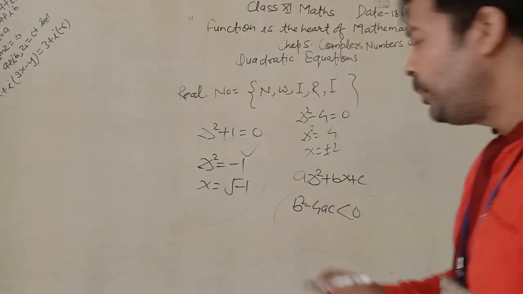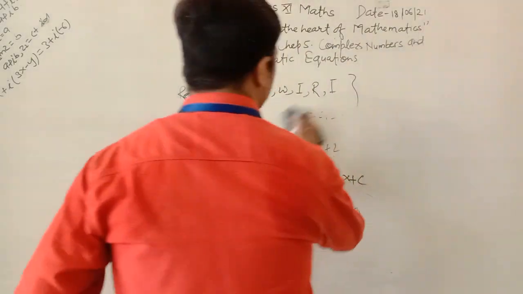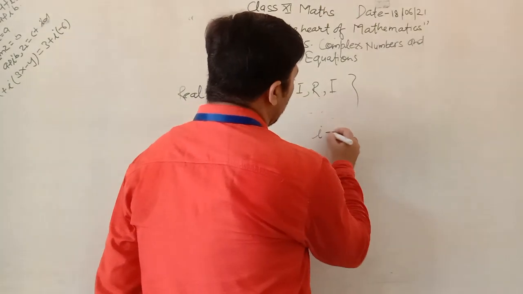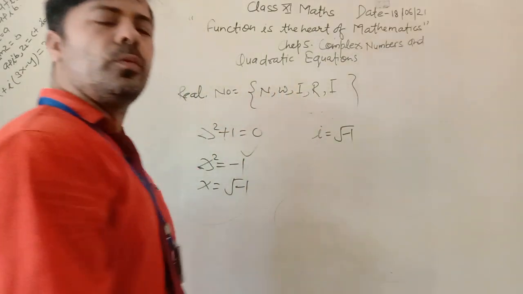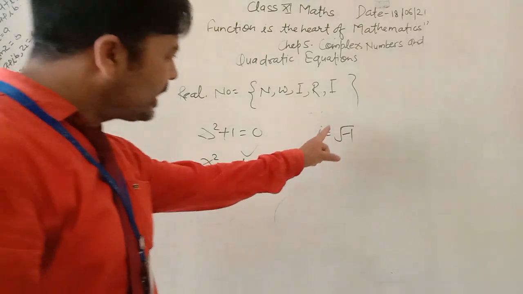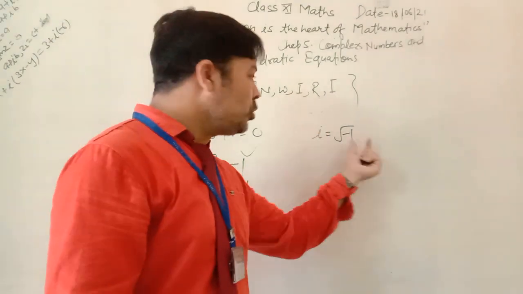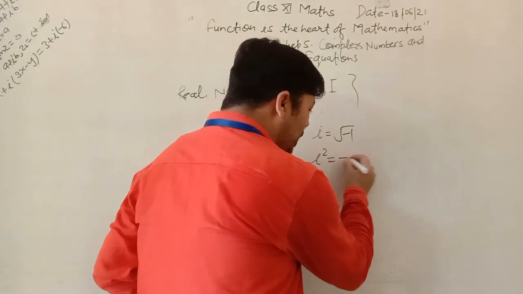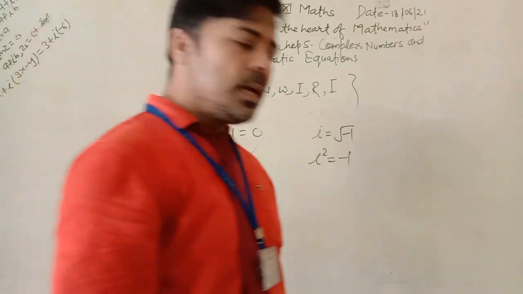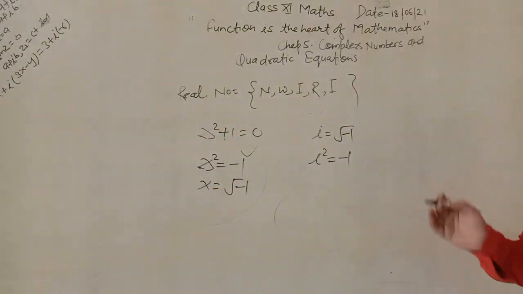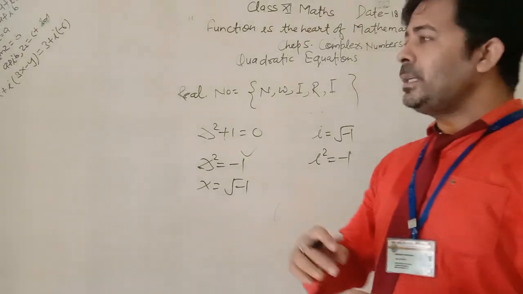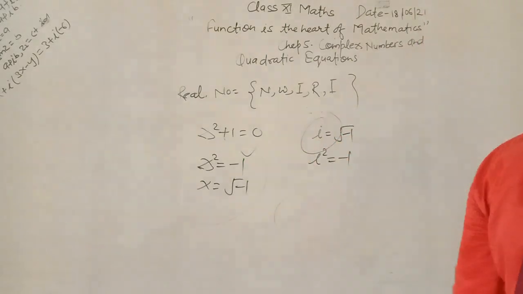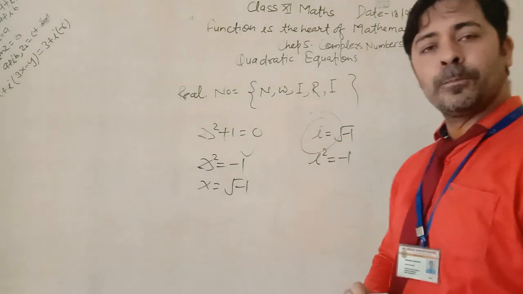In this class, we will write the value of under root minus 1 as i. Here we will take another value: i is equal to under root minus 1, or i square is equal to minus 1. This extends the solution of the real numbers, and it is known as the imaginary number denoted by i.